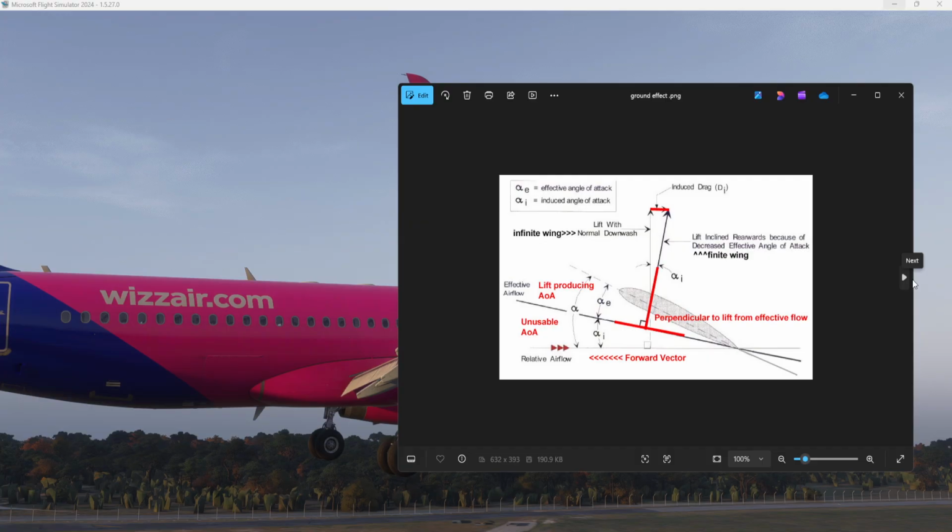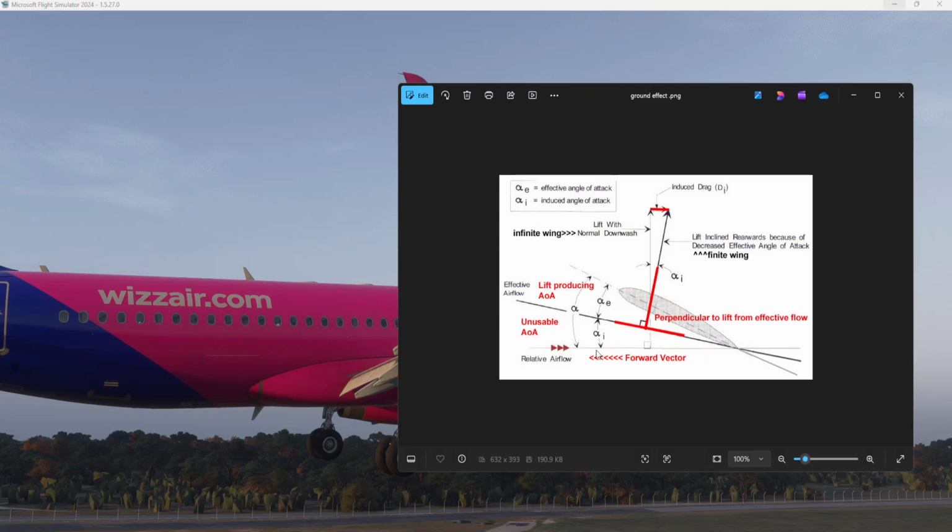Go ahead. So as you can see in the picture, we have the angle of attack, and we also have the effective angle of attack. I'm going to explain it really quickly. The angle of attack is basically the angle formed between the chord and the relative airflow. Meanwhile, the effective angle of attack is the angle formed between the chord and the effective airflow. And we have the induced angle of attack.